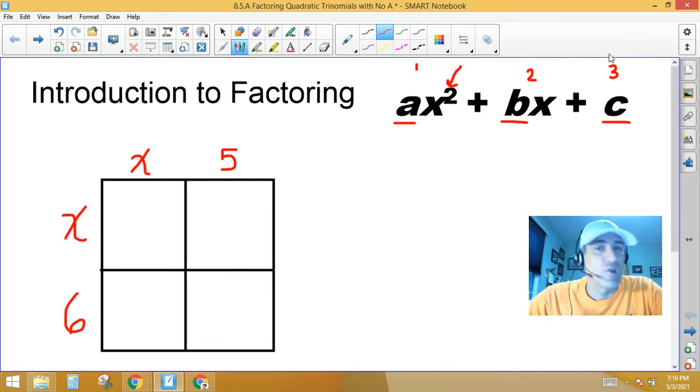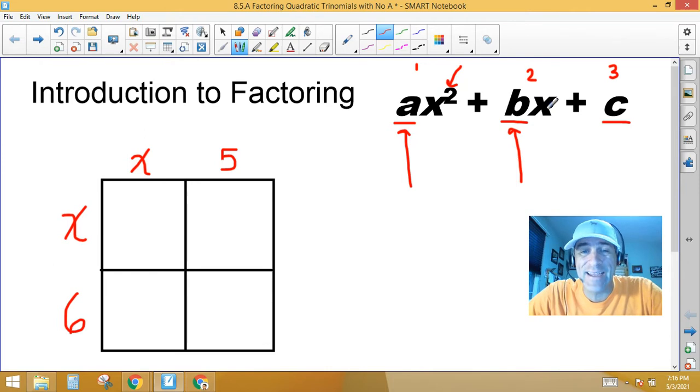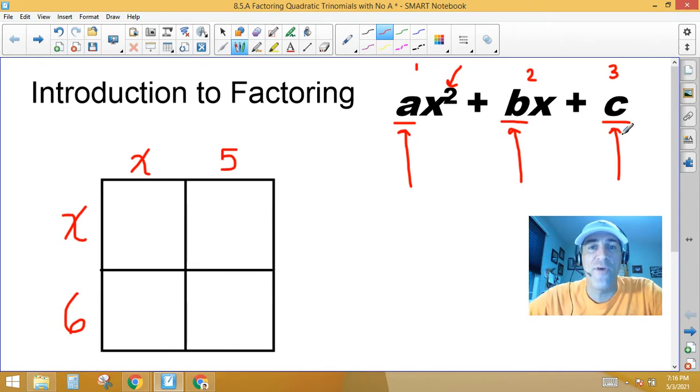Now, I'm going to be slinging around some letters that might be new. The leading coefficient of a quadratic trinomial will always be labeled as A. All right, that'll be the lead coefficient in front of x squared. B will be the second coefficient, the one in front of x all of the time. So B will be in front of x. C will always be the last term, and that will be a constant. It will be a number with no variable.